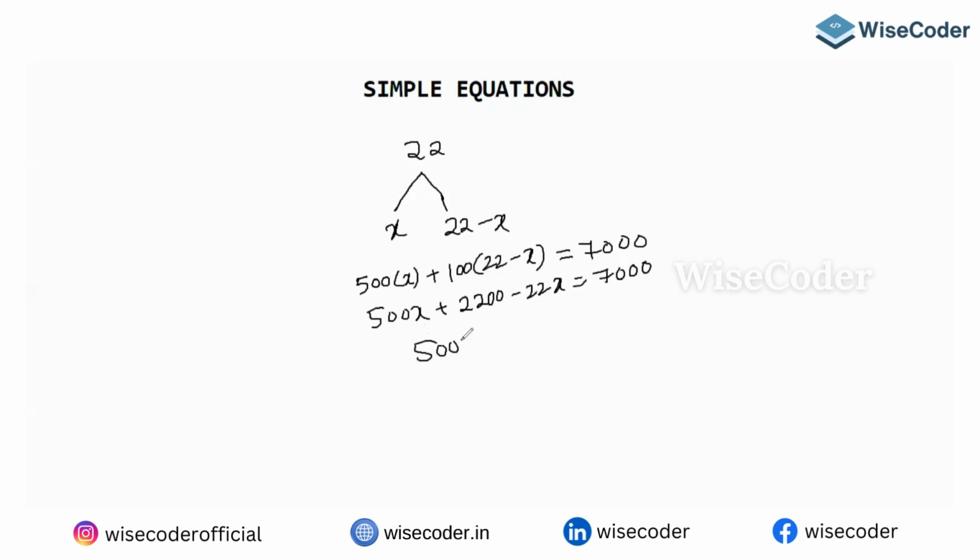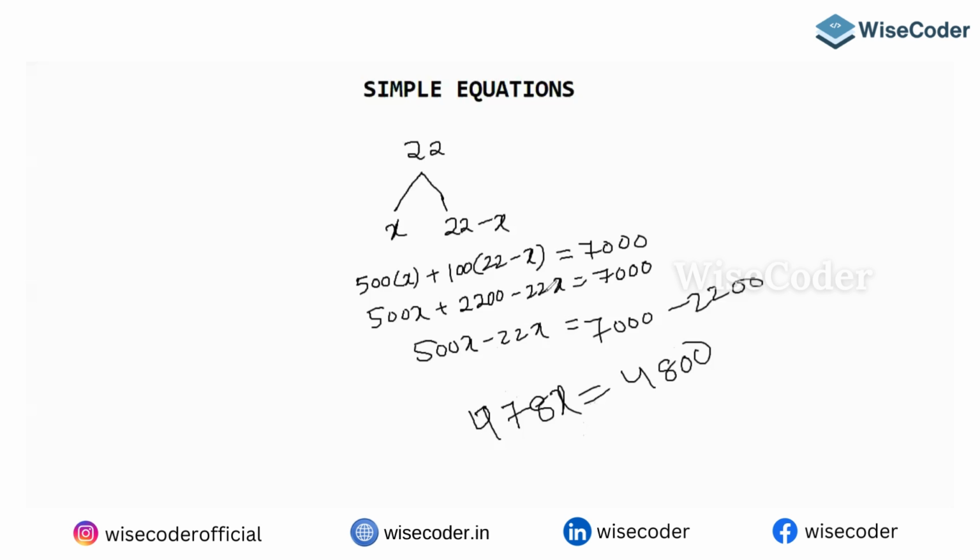So 500x plus 2,200 minus 22x equals 7,000. So 500x minus 22x equals 7,000 minus 2,200, which is 4,800. 500 minus 22 becomes 478x. So from this you have to calculate x.